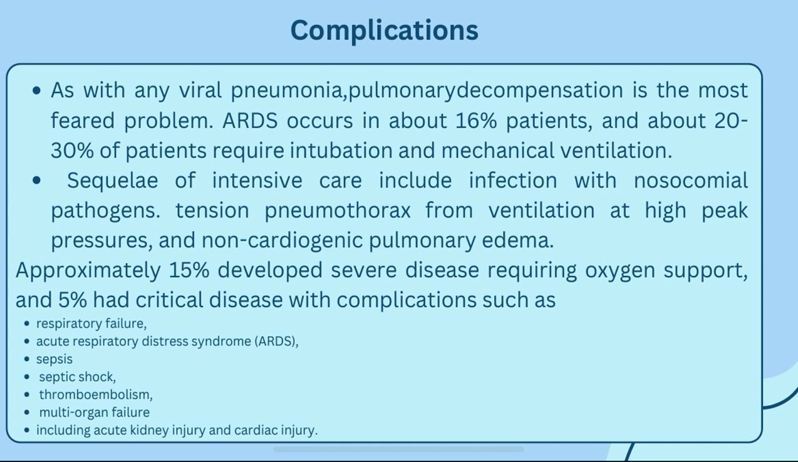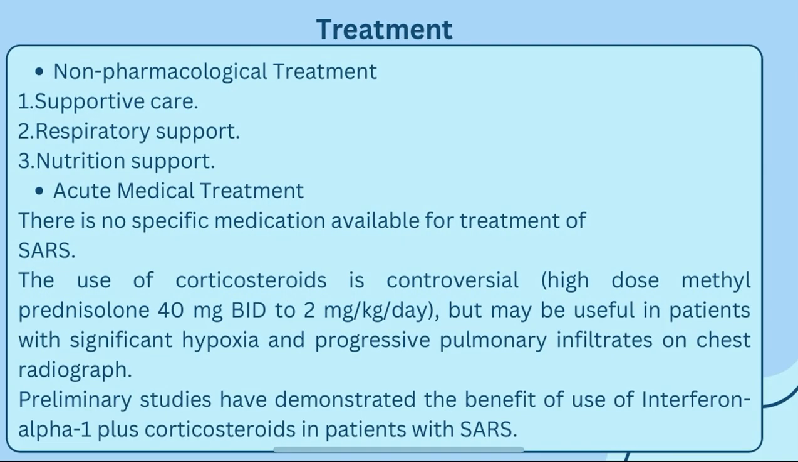When ventilation is carried out at a high peak pressure, the patient can develop tension pneumothorax and non-cardiogenic pulmonary edema. Approximately 15% develop severe disease requiring oxygen support, and 5% of patients have critical disease with complications like respiratory failure, ARDS, sepsis, septic shock. We have discussed all of this. So SARS can result further in sepsis, septic shock, thromboembolism, multi-organ failure, ARDS, and it can also result in acute kidney injury and cardiac injury.